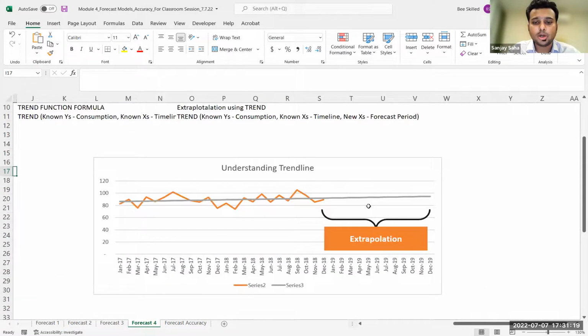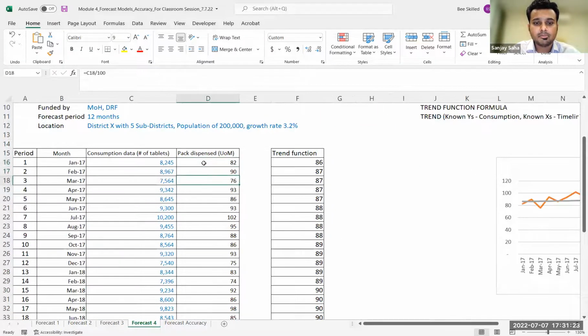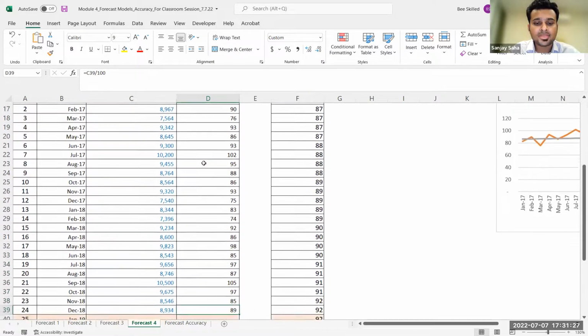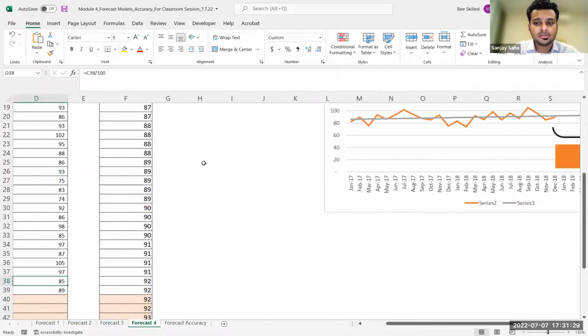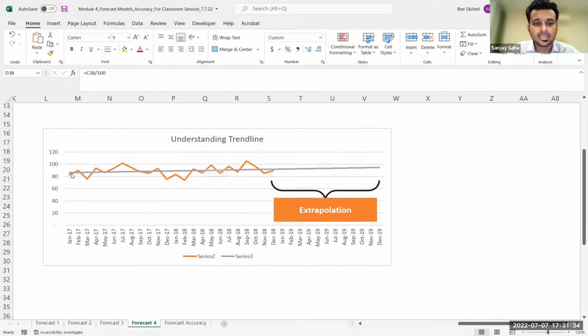So if I plot this data, month by month consumption of ciprofloxacin on a graph, it will look like this, the orange line. The orange line represents the month by month consumption of ciprofloxacin for 24 months. So I can ask you, what is the trend here? Where is this line going?